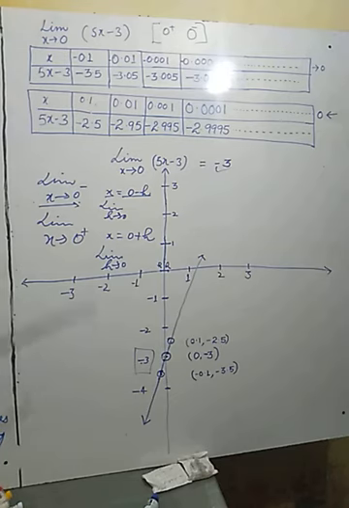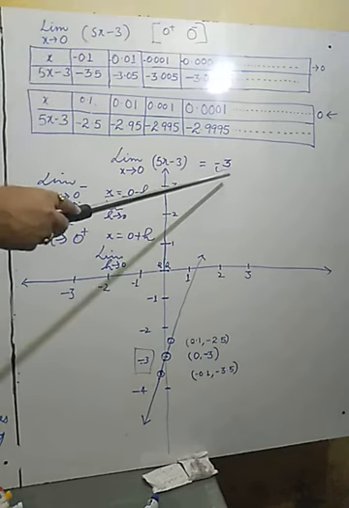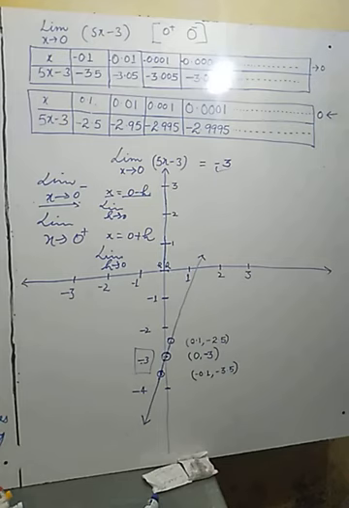In this way, we have represented limit x tends to 0 of 5x minus 3, and that is equal to minus 3. This way, we can solve this type of question by taking the left hand limit, the right hand limit and the value of the function at that particular point. By this way, we can solve all questions related to limit and continuity.